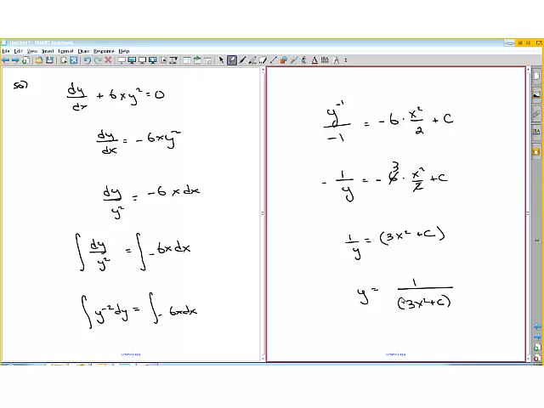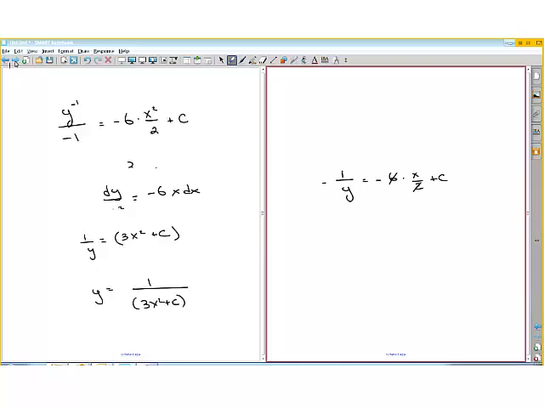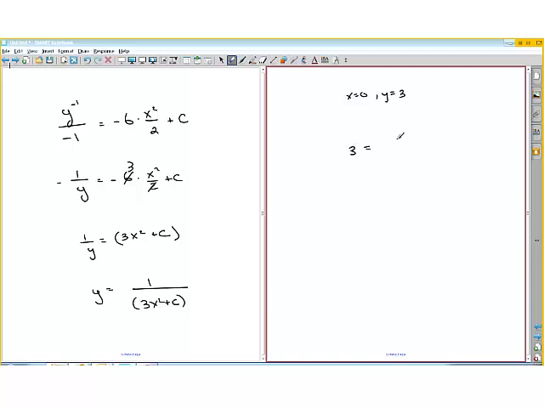Okay, so that's the analytical solution. That's our general solution. Now we're going to apply the initial condition to get c. So the initial condition is, from the book, when x equals 0, y equals 3. So we get 3 is equal to 1 over 3 times 0 squared plus c. 3 is equal to 1 over c, therefore c is equal to 1/3.